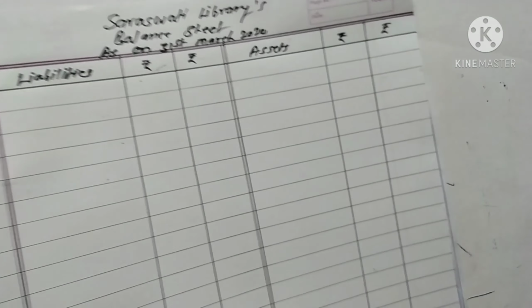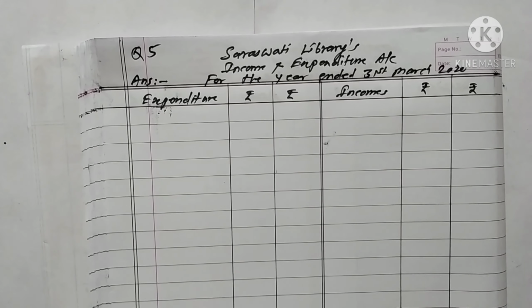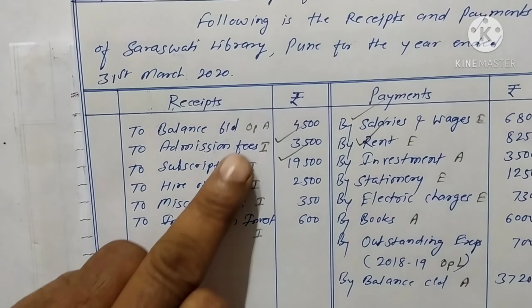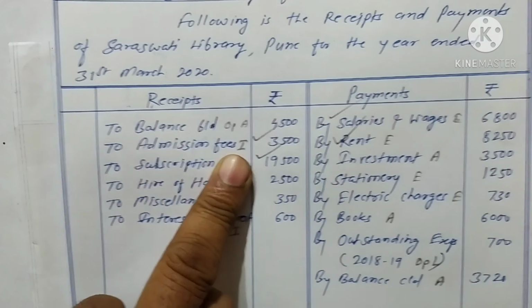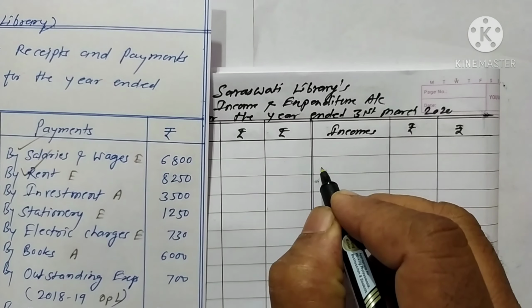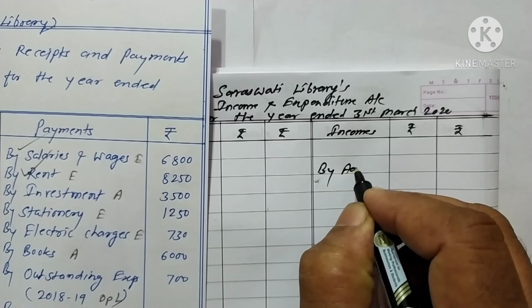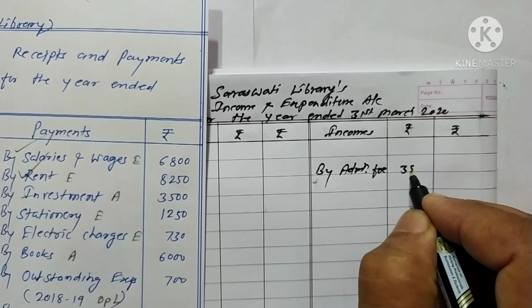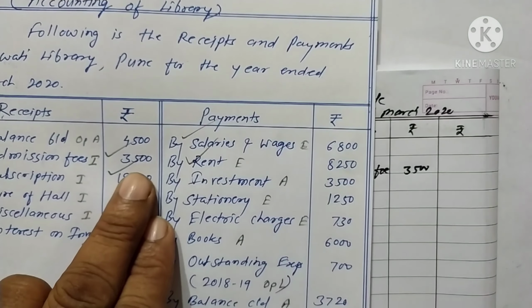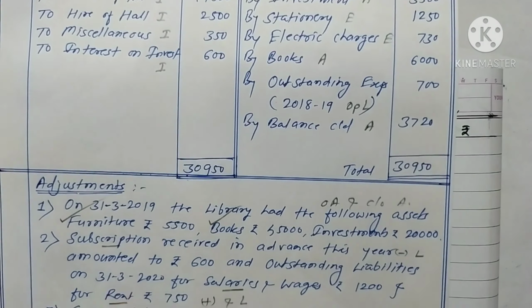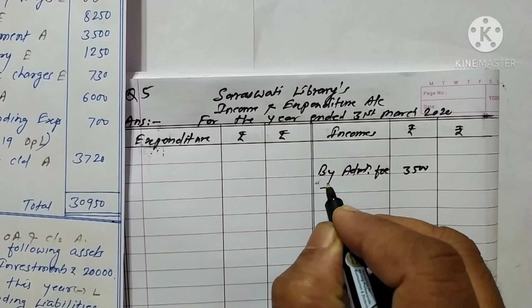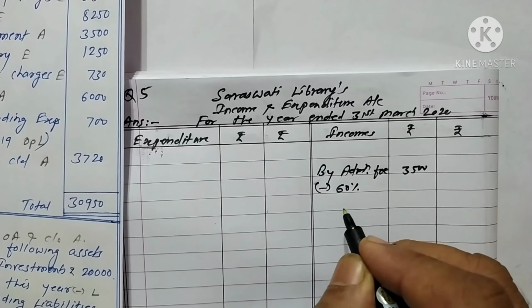We go to the income and expenditure account. First, we try to complete the income side. Now see, we have to find out the incomes. First is admission fees. We have to write on the first line admission fees, rupees 3,500. In your column, tick is there. We have to find out the adjustment. Third adjustment, 60% admission fees should be capitalized. It is to be deducted as capitalized. We have to deduct 60% capitalized.